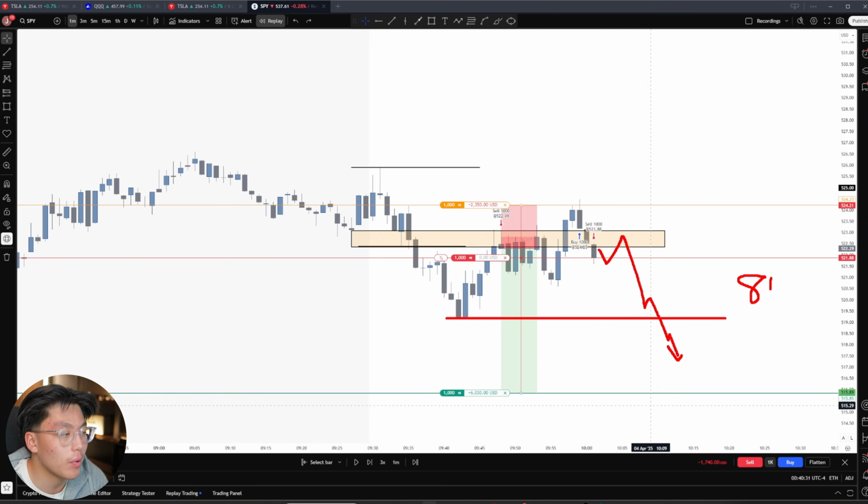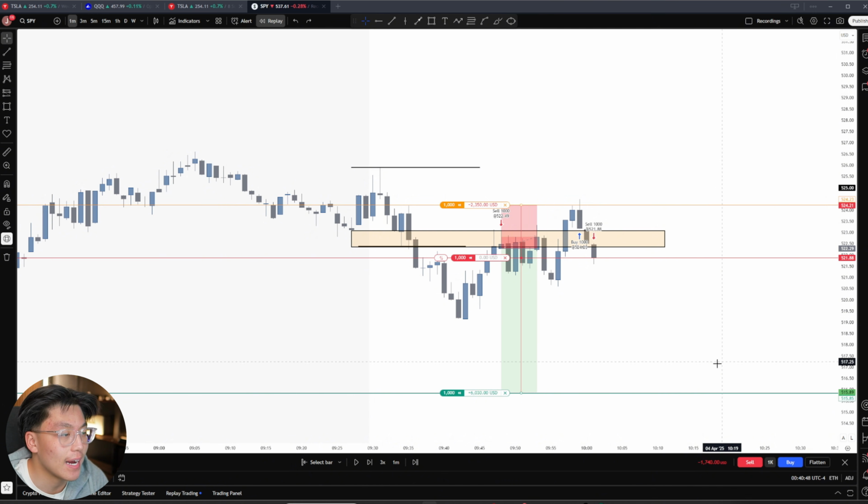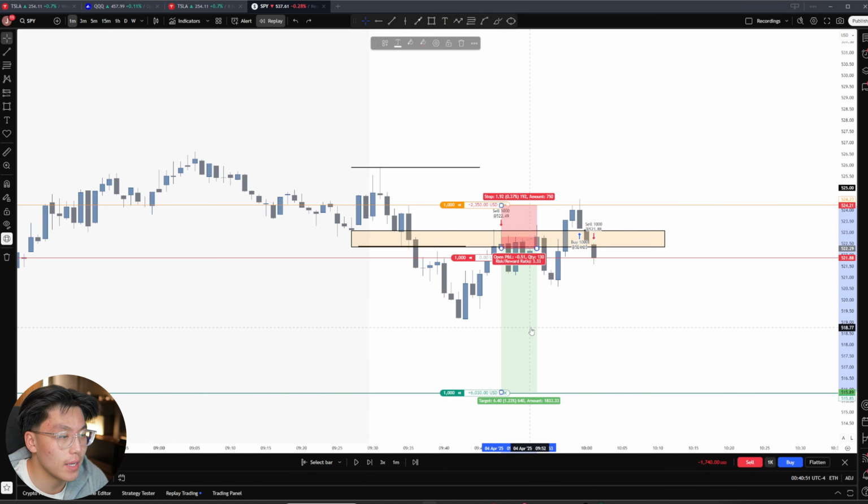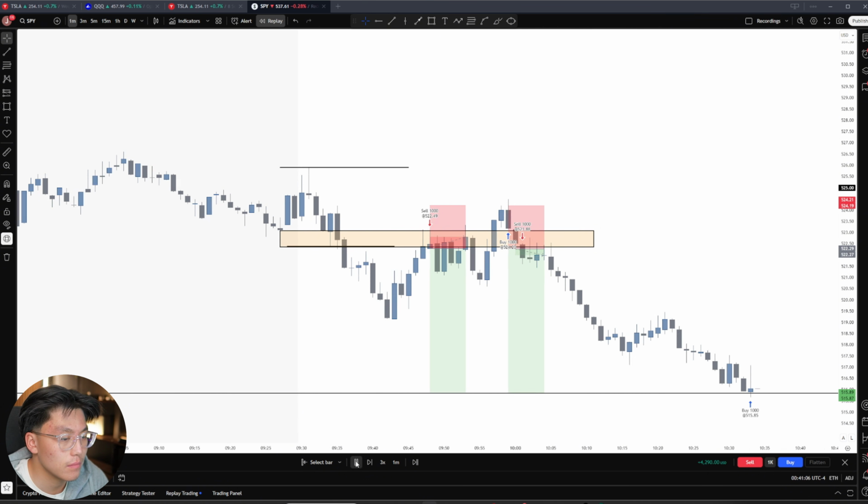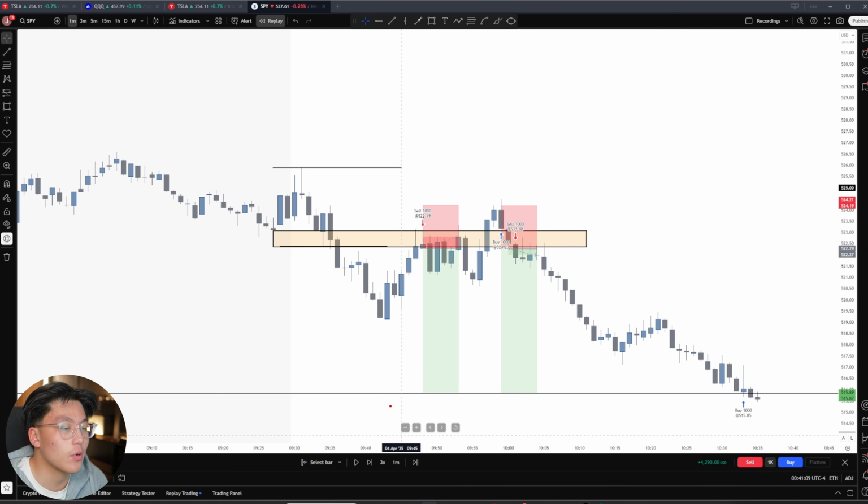Just based off my probabilities, I'm going to be looking for that full take profit all the way down at this 515.89 key level. Now let's play out the tape. And you can see price right there ended up gravitating all the way down towards our 515.80 level, which was a super solid move right down.